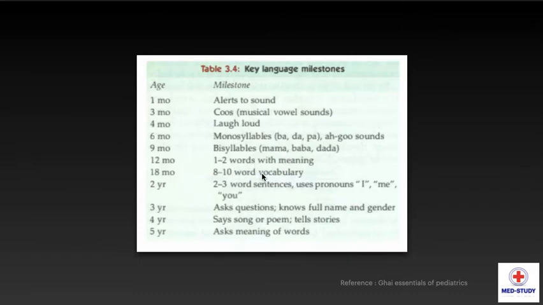there is 8 to 10 words vocabulary, at 2 years 2 to 3 word sentences, uses pronouns like I, me, you, at 3 years asks questions, knows full name and gender, at 4 years says a song or poem and tells stories, at 5 years asks the meaning of words.